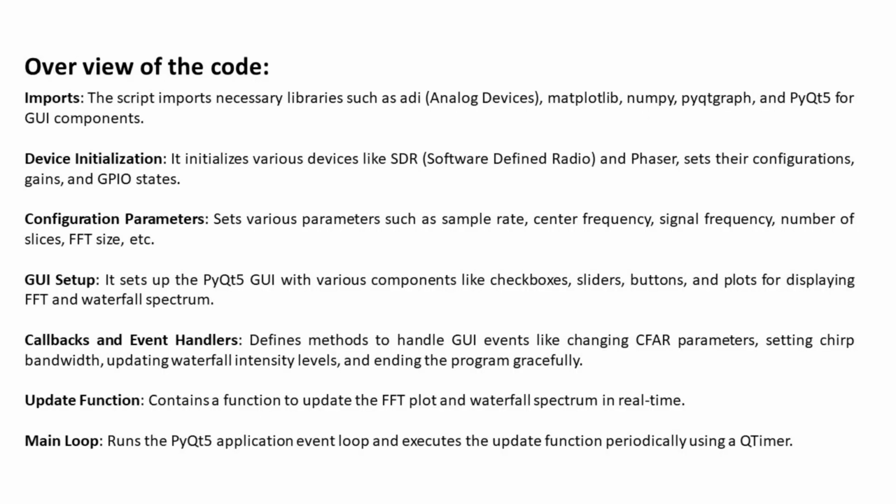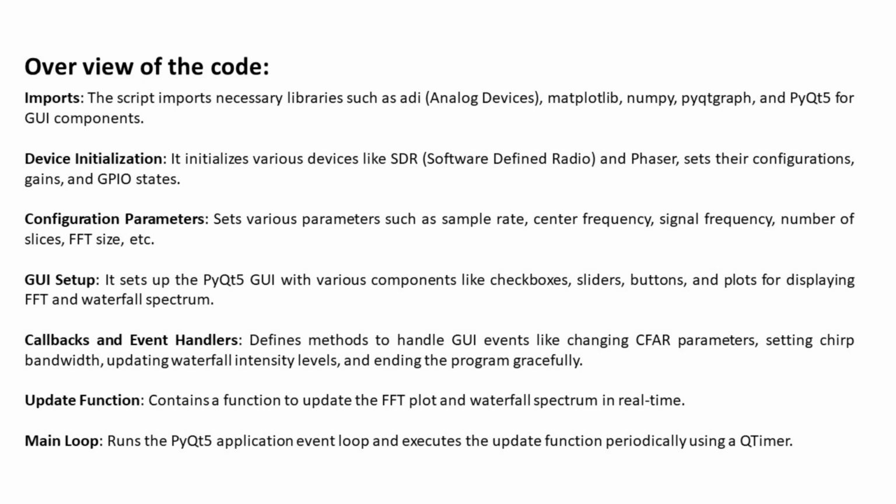Overview of the code. Imports. The script imports necessary libraries such as ADI (Analog Devices), Matplotlib, NumPy, PyQtGraph, and PyQt5 for GUI components. Device initialization. It initializes various devices like SDR (software-defined radio) and Phaser, sets their configurations, gains, and GPIO states. Configuration parameters. Sets various parameters such as sample rate, center frequency, signal frequency, number of slices, FFT size, etc.